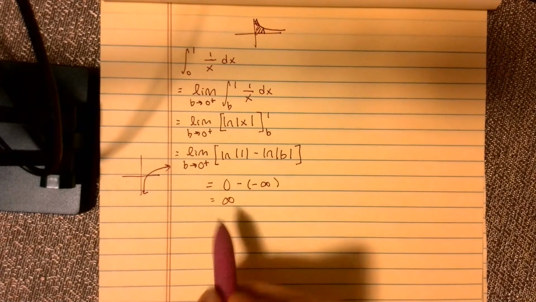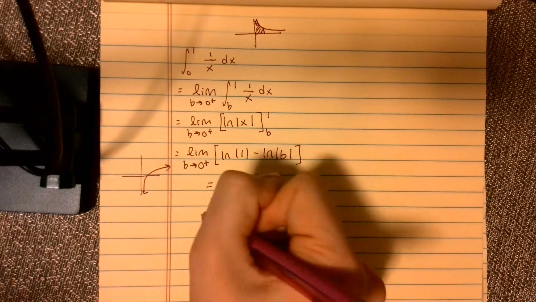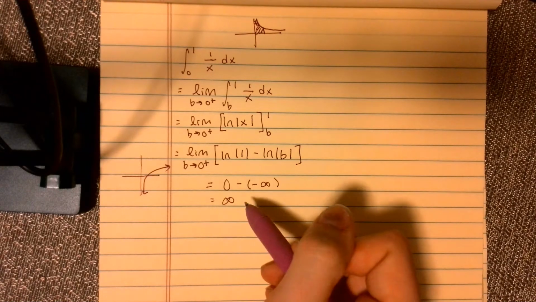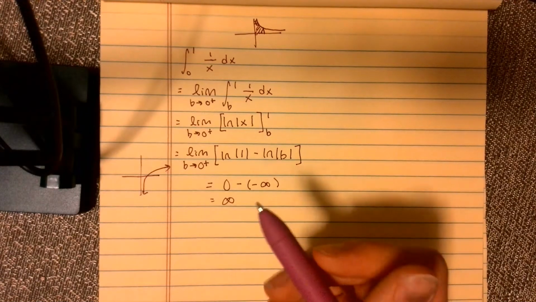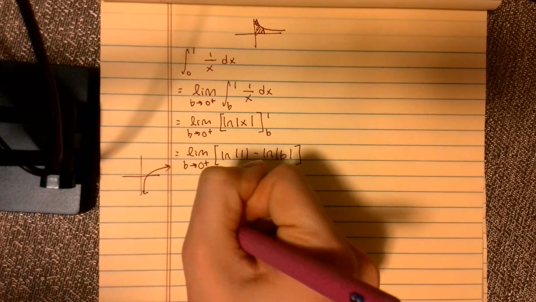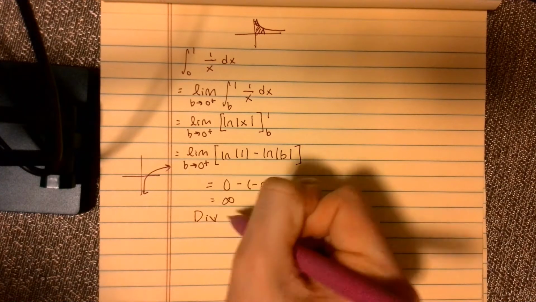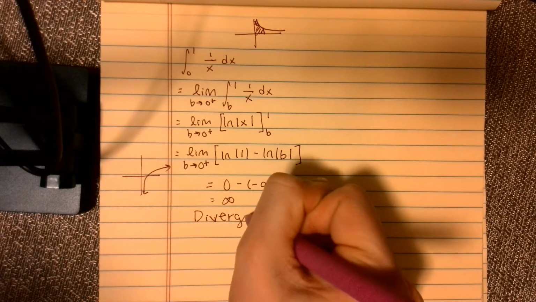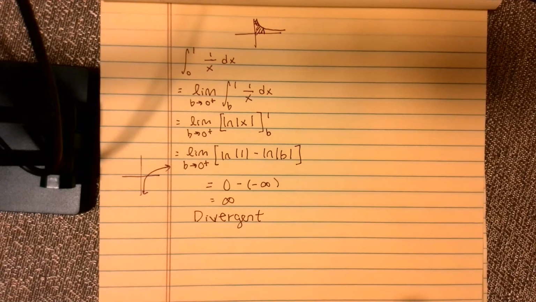Regardless, that's not an answer. That is not a convergent answer. That is not something that we could actually say like, yay, we're getting an infinite area. It doesn't really matter whether we got positive or negative infinity. Our conclusion is that this integral is divergent, like the movie. Okay. All right, so divergent.